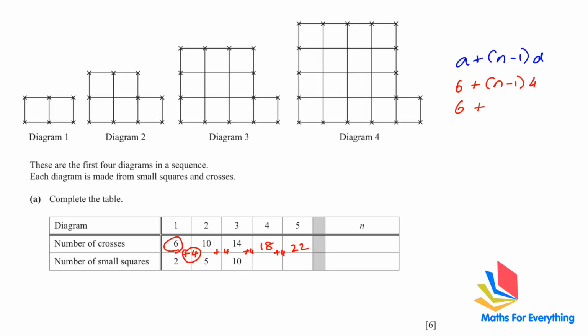Expand the bracket. 4 multiplied by n, 4n. Negative 1 multiplied by 4, negative 4. Add the like terms together. 6 minus 4 plus 2. So the nth term is 4n plus 2.